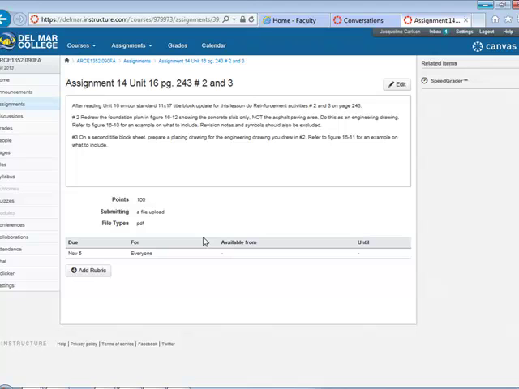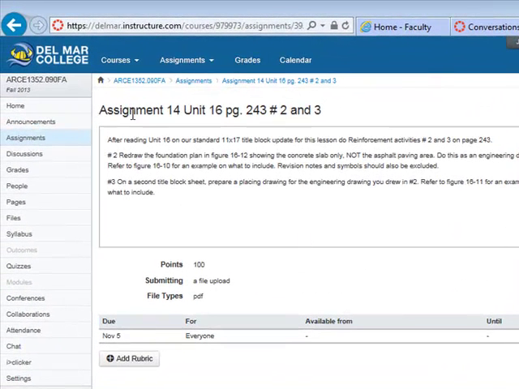So you need to study those, and then for your activities, assignment 14, if you're looking on the screen here, for unit 16, page 243, number 2 and 3. On our typical 11 by 17 sheet, you're going to do activity 2 and 3. Using the information on the next page, on page 244, you're going to draw an engineering drawing for number 2, and then a placing drawing using that same information for number 3. So you can decipher the difference between the two.